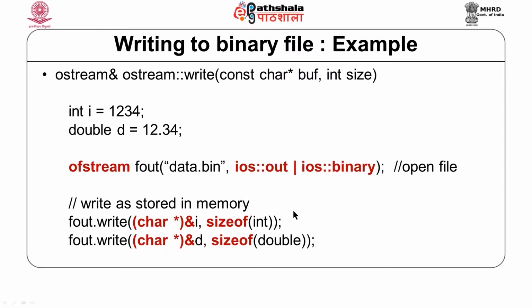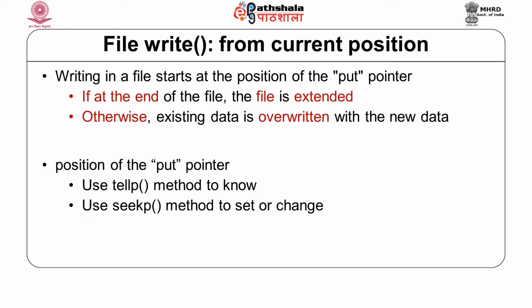In the same way, we have written the double data into the file. Write takes place from the current position of the put pointer. So, if the put pointer is at the end of file, the file is extended, that means at the end data is appended. But if it is in between, then the existing data will be overwritten with the new data. To know the position of the put pointer, obviously we can use either tellp or seekp method.